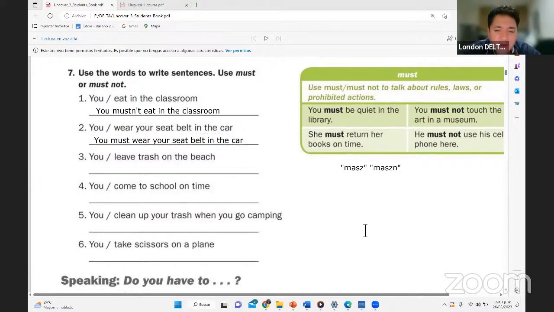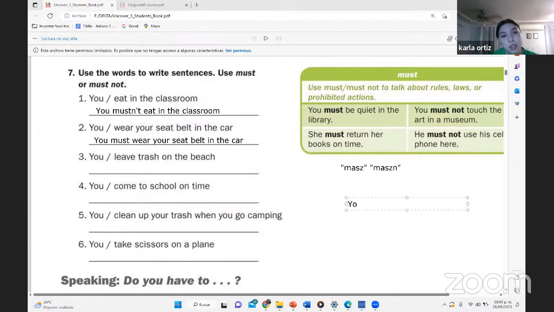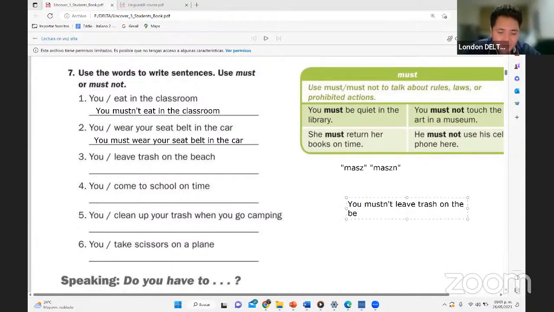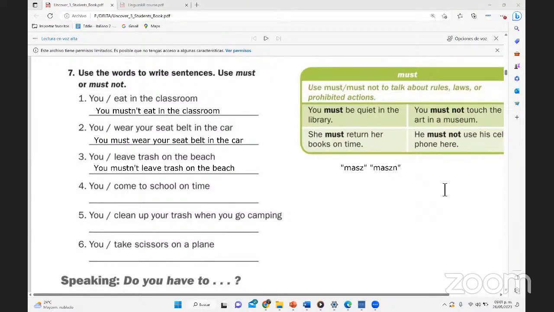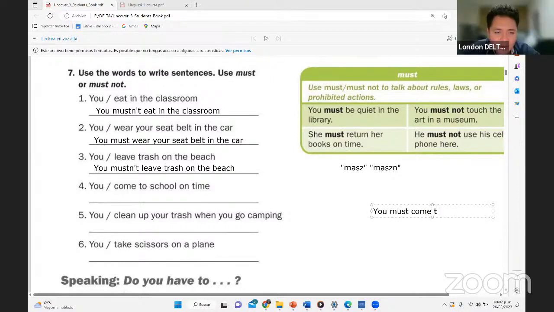Please, Carla, number 3. You mustn't leave trash on the beach. Exactly. Very well. Let's continue. Diego Quiñones, please. You must come to school on time.